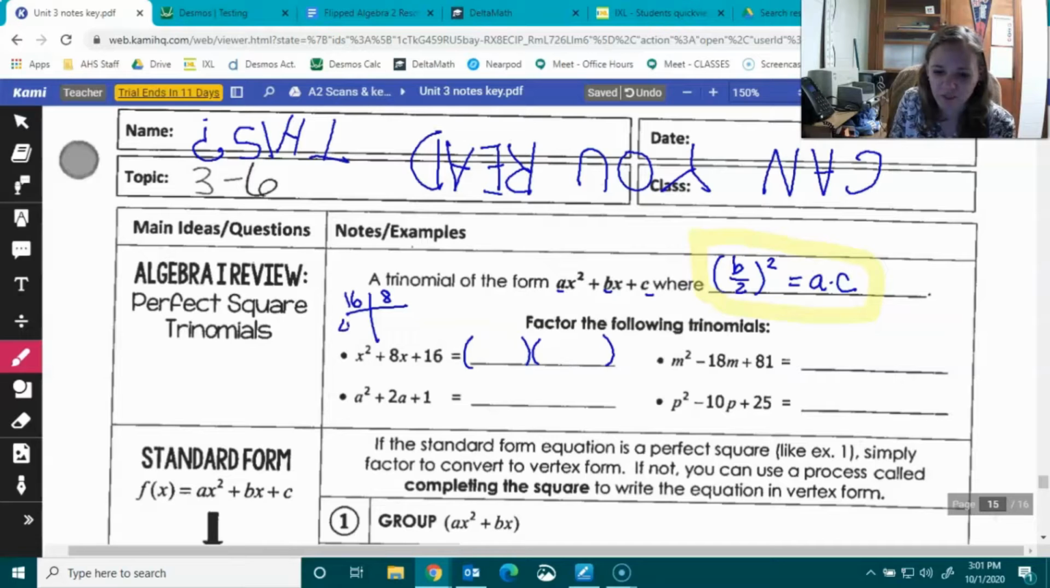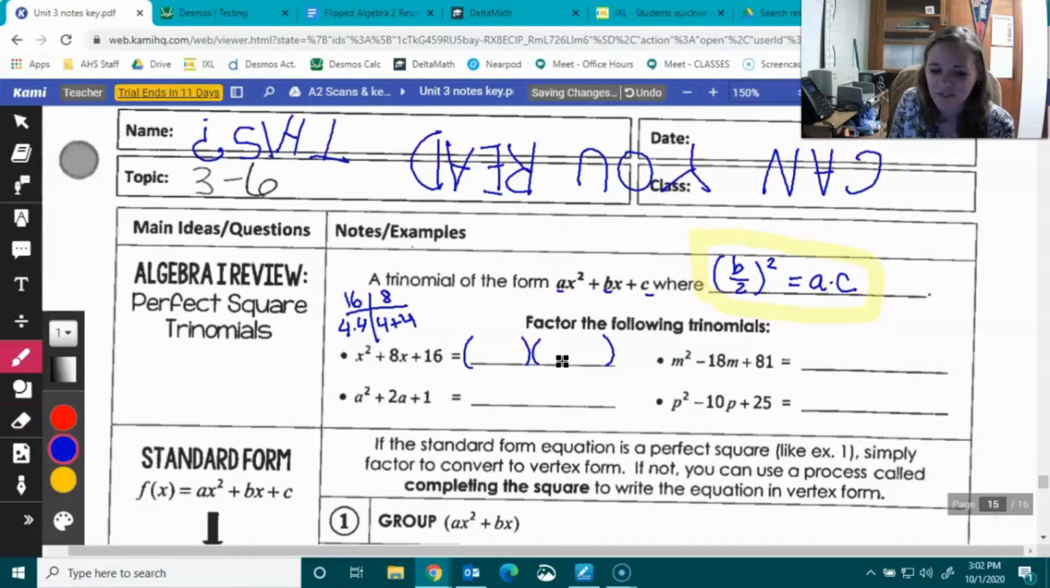That would definitely be 4 times 4 will give us 16, and then 4 plus 4 will give us the 8. Since that is the product that works, we could have tried 1 and 16, we could have tried 2 and 8, different combinations, but that's just the combination that happens to work. So that means our factors are x plus 4 and x plus 4. Since both of these resulted in positive 4, these are our factors of this trinomial.